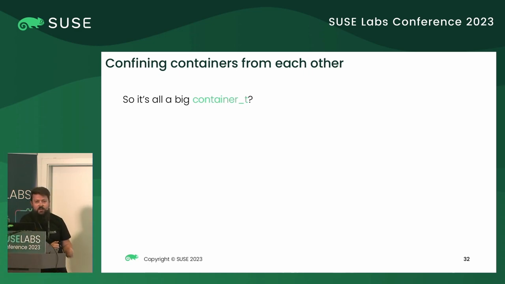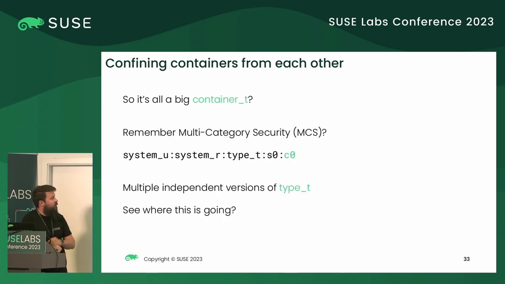So let's say I spawn more than one container. How does that work? Then is it all a big container_t? They all write and read and then handle and mess with each other's stuff? Well, no, obviously not. If you remember, when we looked at the SELinux security context before, there were a few bits in it. And the final one here is this multi-category security that we very briefly skipped.